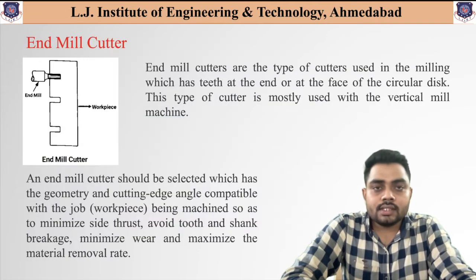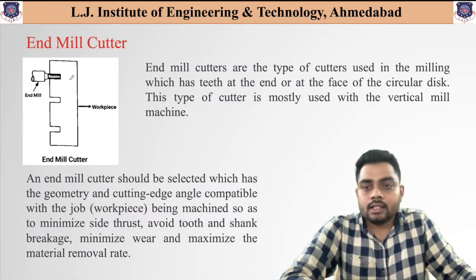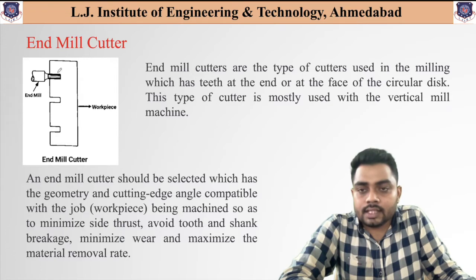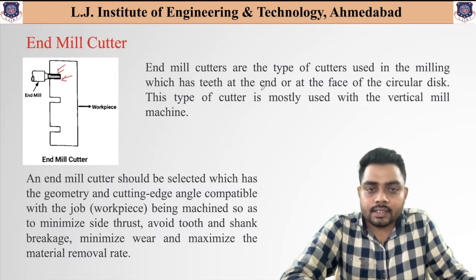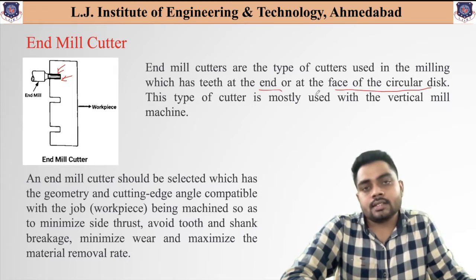So the first one is the end mill cutter. As you can see over here, this end mill cutter has teeth on its side and also at the end portion. As mentioned over here, it has the teeth at the end or at the face of its circular disc, and this type of cutter is mostly used with vertical milling machines.